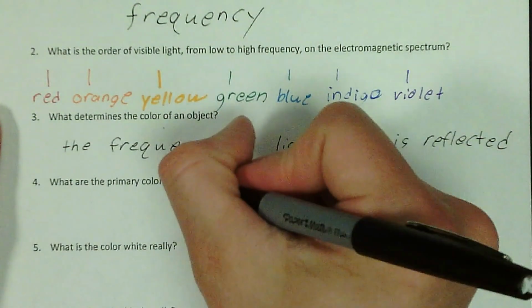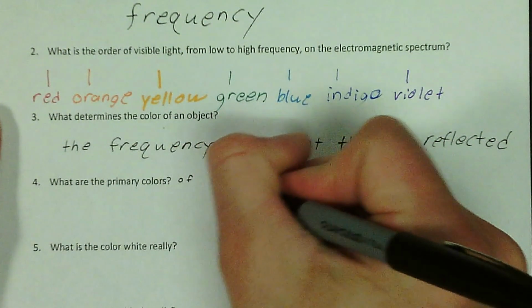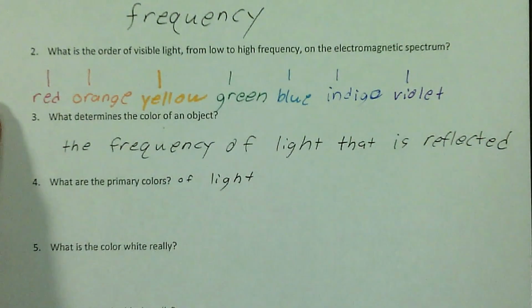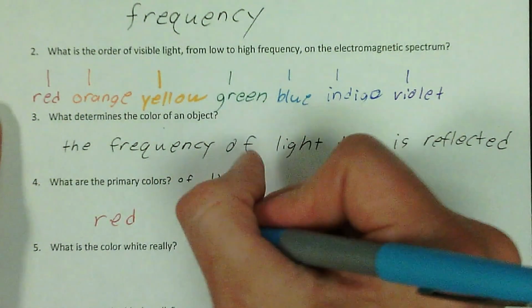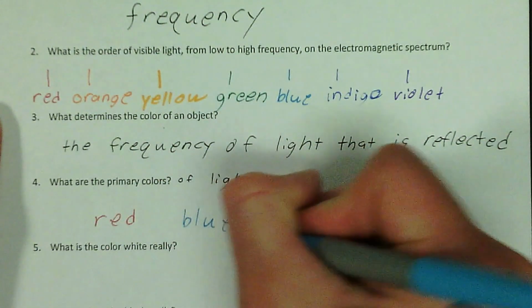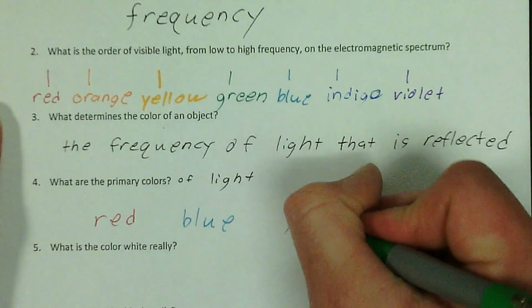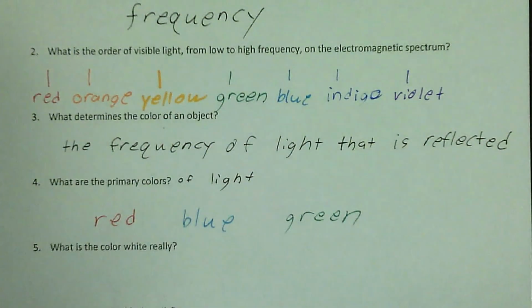What are the primary colors of light? The primary colors of light are red, blue, and green. Now, we'll come back to yellow, because yellow is going to come up again. But the primary colors of light are red, blue, and green.